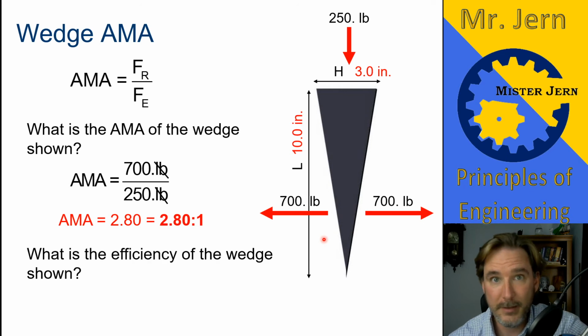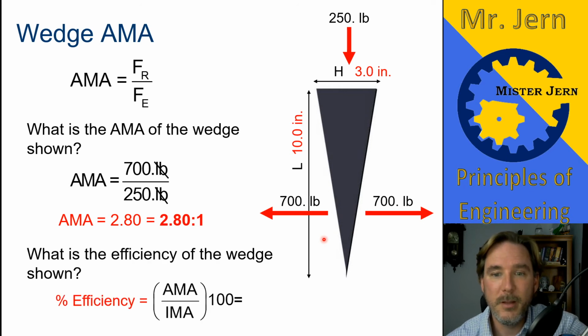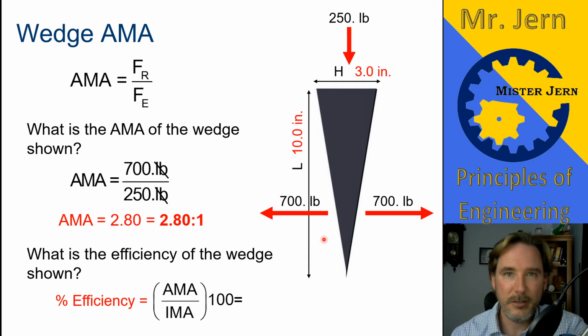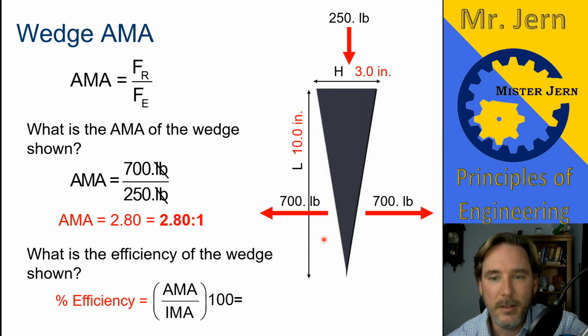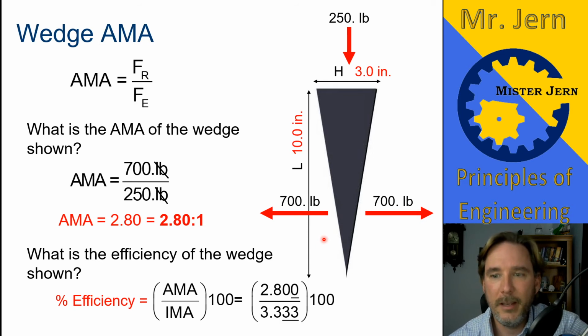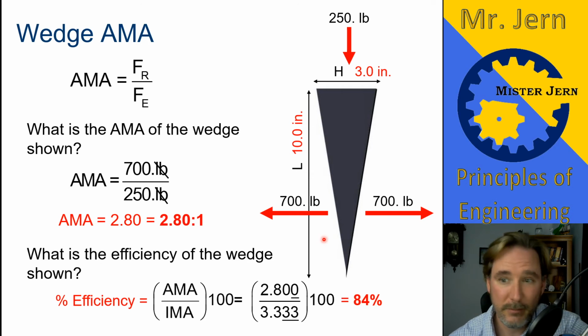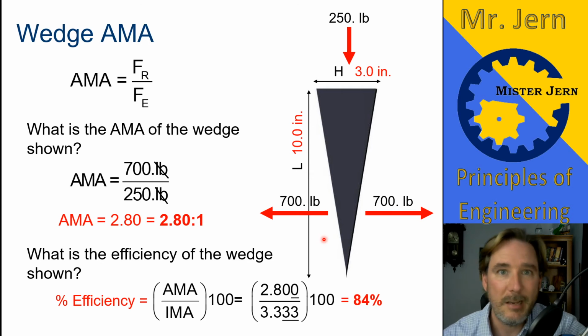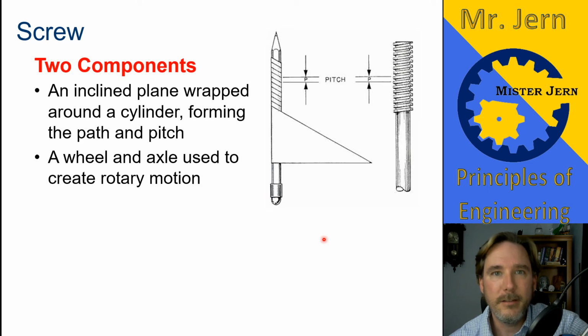Okay, again, we find the efficiency here. So the percent efficiency is the actual mechanical advantage divided by the ideal mechanical advantage, and we do the multiplication. We get an efficiency of 84%. Not too shabby. All right, let's talk about screws.